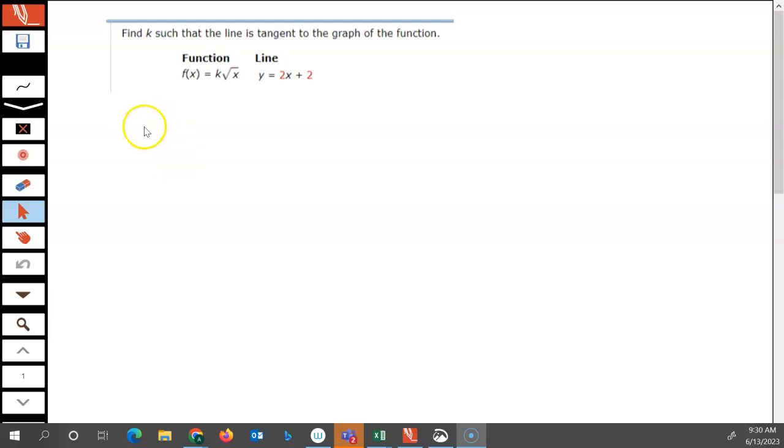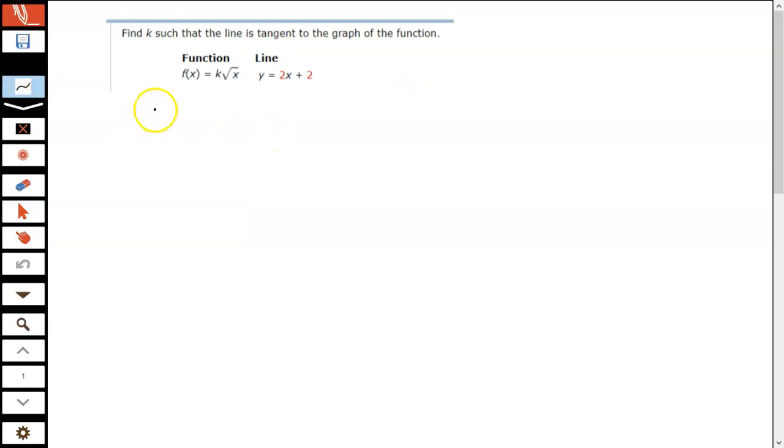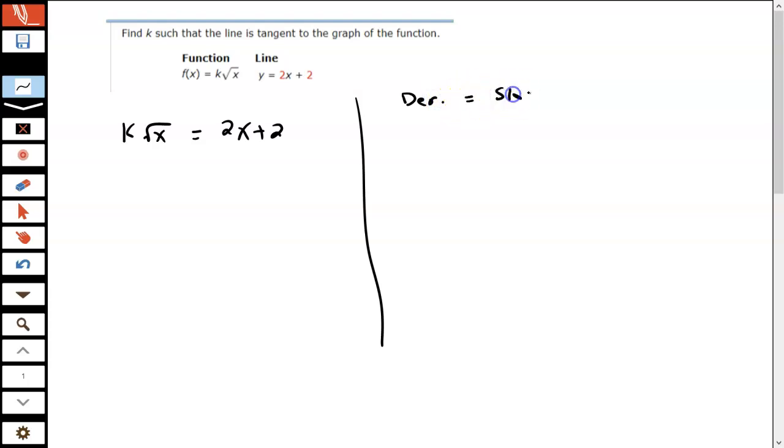So let's set up those two statements we just made, that at that point the function and the line are equivalent. So we can say K times the square root of x equals 2x plus 2. And then we also know that the derivative of the function is equal to the slope of the line. All right, so we'll get to that in just a second. So let's go through and see what we have here.